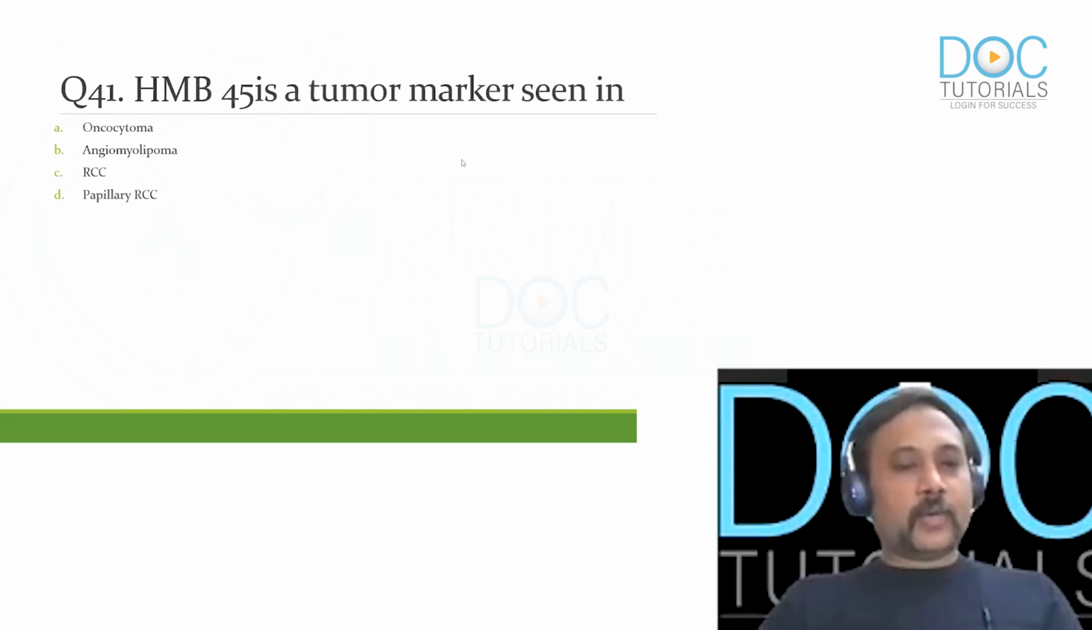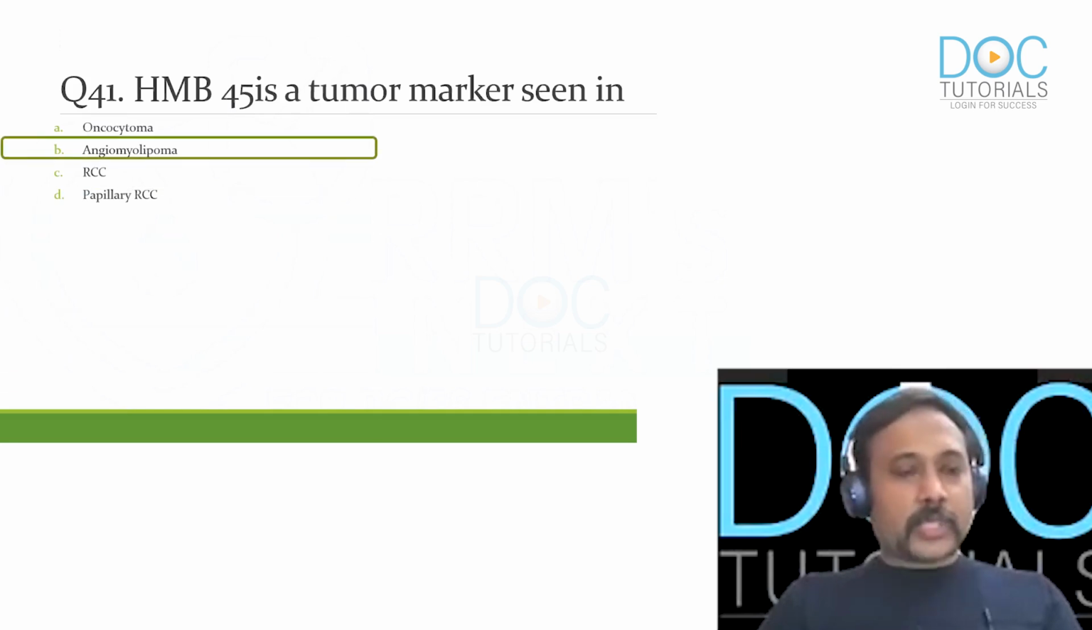Is it melan-A or is it HMB45? That is one question that keeps coming repeatedly in multiple examinations. So which is the most sensitive IHC marker for melanoma? Is it melan-A or is it HMB45? Yes, for that the answer is going to be melan-A. So that is what we have to mark.